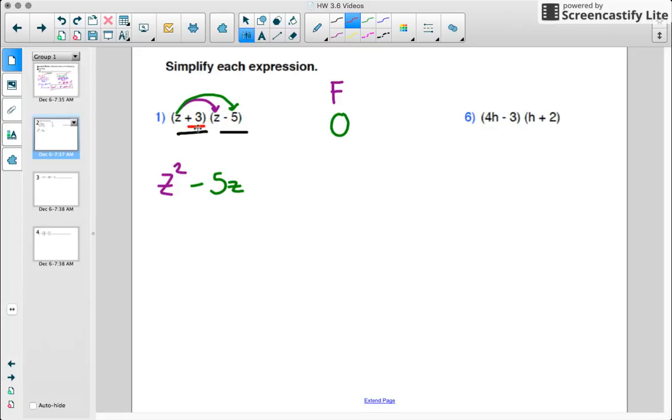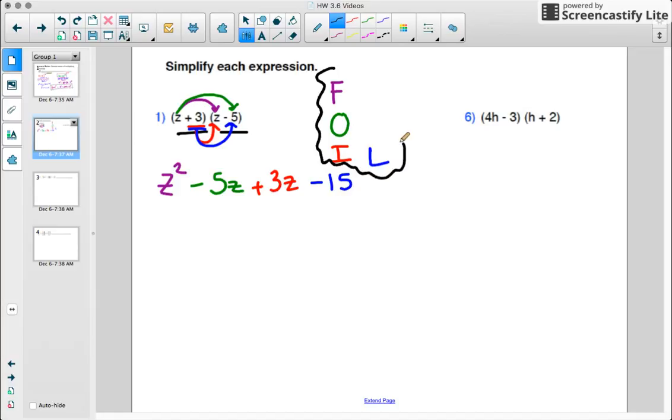And then we're going to do the inside, so +3 times z, so that's going to be +3z. Those are the insides of these, multiplying these binomials. And then the last part of this will be doing +3 times -5, which would give us -15. Oops, and so I'll just put the L over here. So if you want something to memorize it by, you can think about FOIL. First, outside, inside, last.